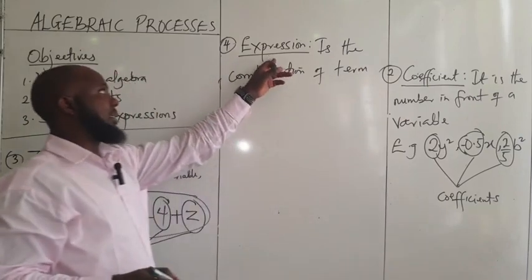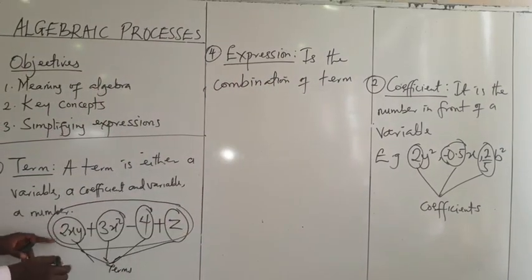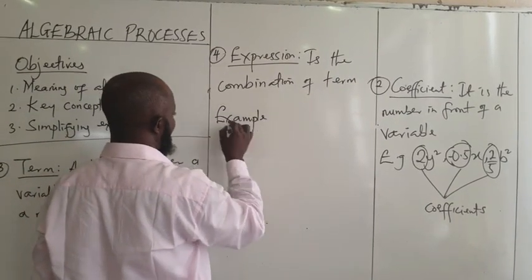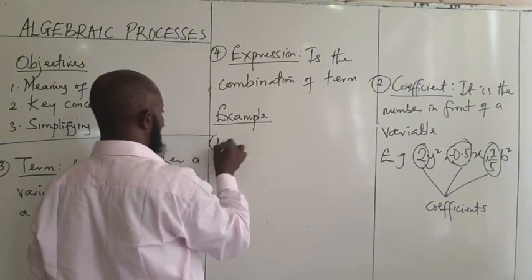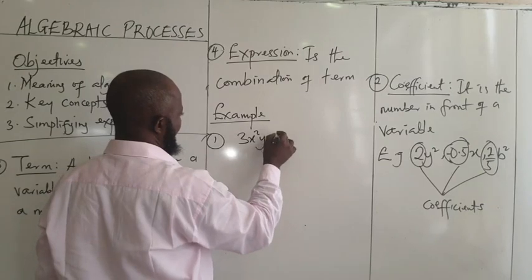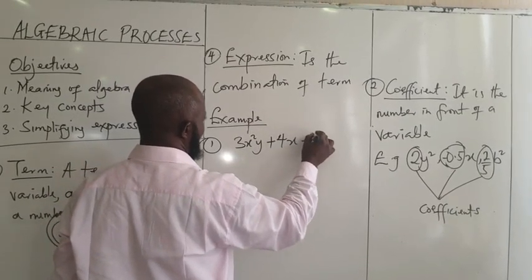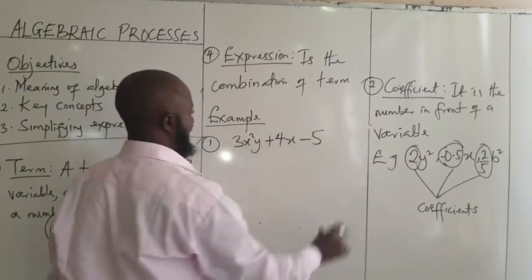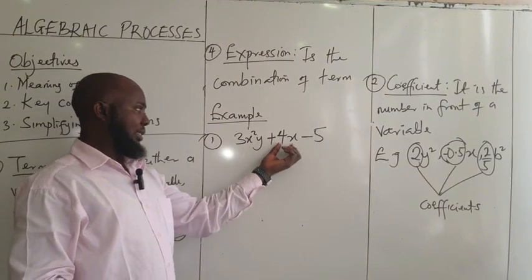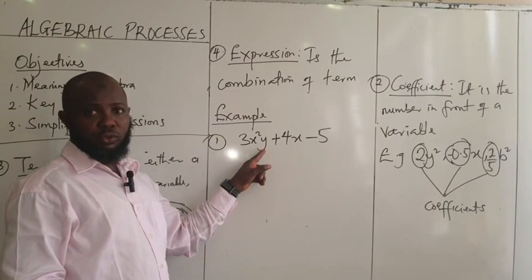So we can also refer to this expression as an algebraic expression. An example of this is 3x squared y plus 4x minus 5. So this is an expression. You can see that this is a term, this is also a term, and this is also a term. In a term we have a constant and we have a variable or variables.